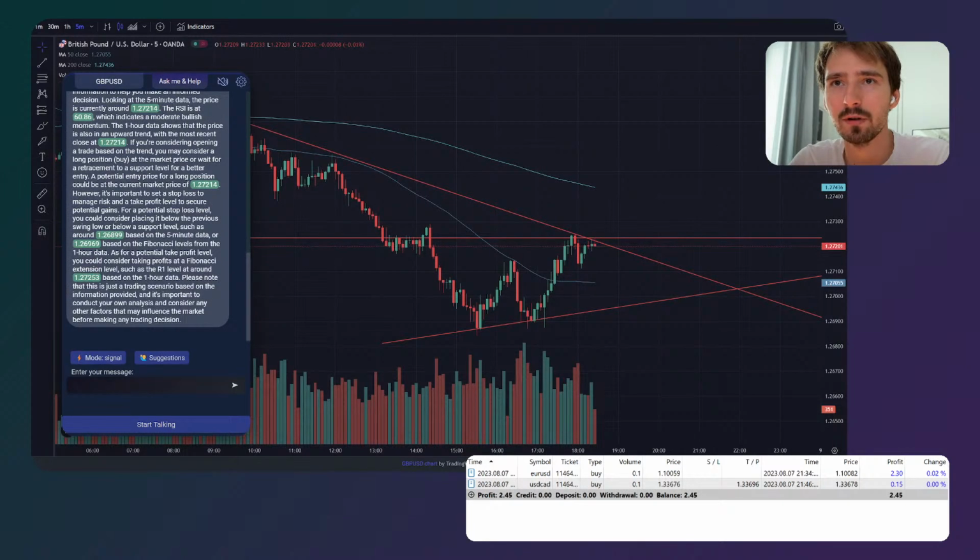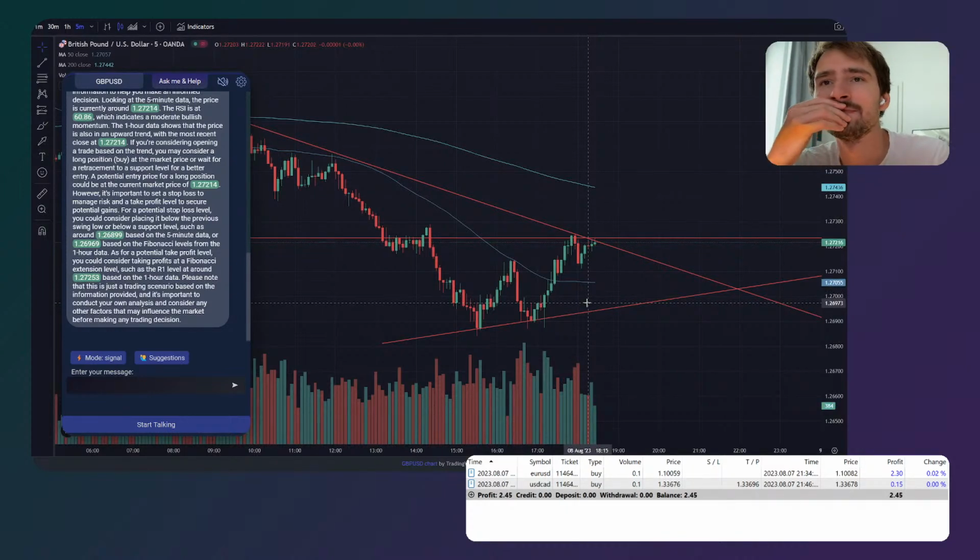For a potential stop loss level, you could consider placing it at a previous low below the support level, such as 26.89. That would be, whoa, way low here. That would be all the way down here. Or 26.969, which would be over here.